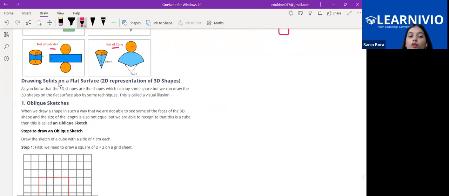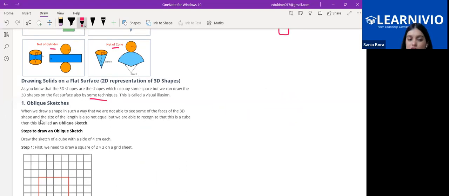Now, drawing solids on a flat surface, the 2D representation of 3D shapes. As you know, 3D shapes occupy some space, but we can draw 3D shapes on a flat surface only by some techniques. This is called visual illusion. So it is only possible to draw on a flat surface through visual illusion.